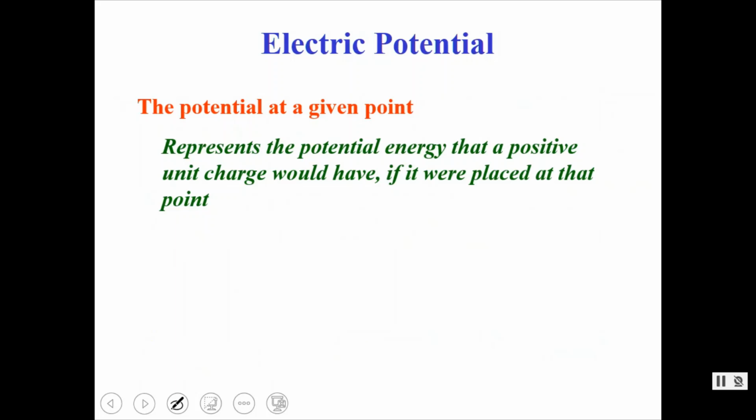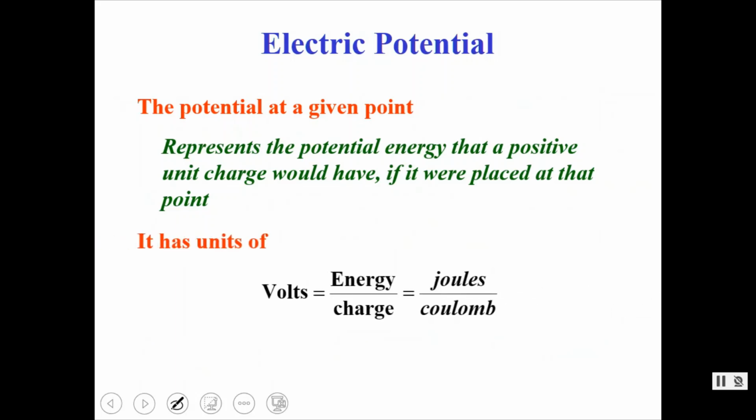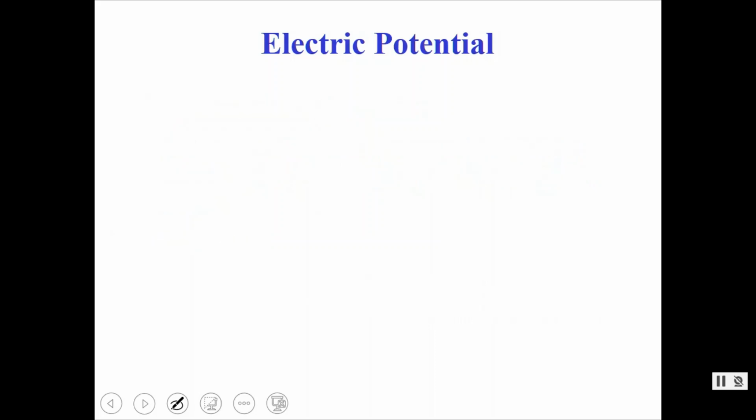So this essentially represents the potential energy that a test charge would have if it were placed at that point. If you were to actually put that point charge in place, multiply it out, and add that, then that would give you that potential energy. So potential is a representation of potential energy. The units are going to be energy per unit charge, which is joules per coulomb, and that is what our volt is.